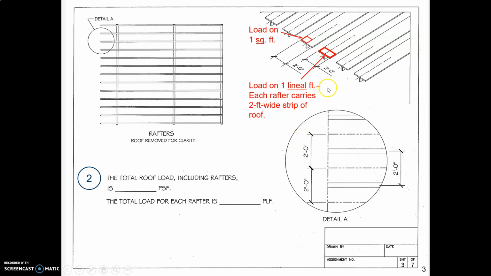But let's think about how much load is on 1 linear foot of rafter. So a lineal foot of rafter, you can say linear or lineal. I switch back and forth. A lineal foot of rafter is actually carrying a strip of roof that's 2 feet wide. So the roof carries 33 pounds on every square foot. But if you want to think about linear feet, each rafter is carrying 66 pounds per linear foot, isn't it? 1 square foot is 33. A rafter is carrying 2 of those on every foot of length.